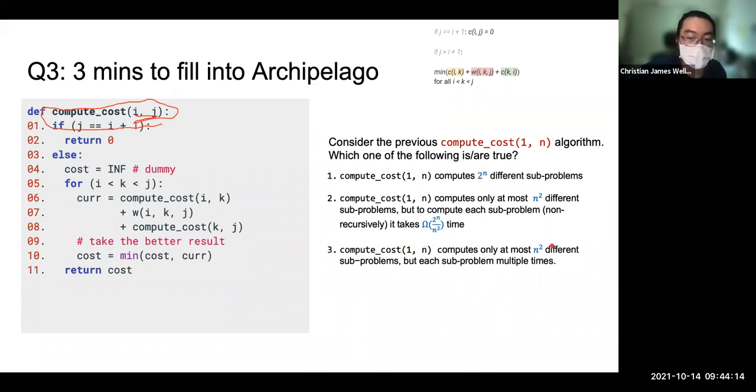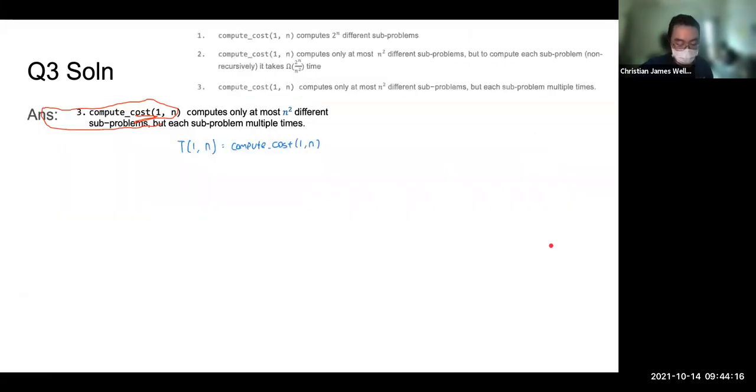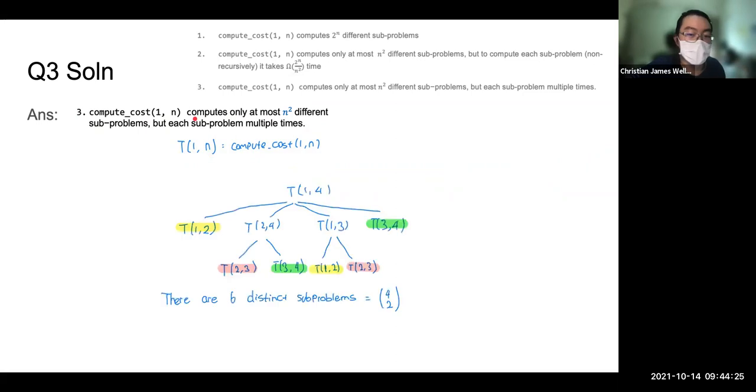There are at most n squared different subproblems, and the reason is because, okay, you can try to imagine the recursion tree, right? So if you imagine T14, basically the polygon from point 1 to point 4, if you recurse, you go in this direction. This is the expansion of the recursion tree until you reach the base case. And just trust me on this, there are actually 6 distinct subproblems here. Okay, actually it's not hard to count, but trust me on the recursion tree.